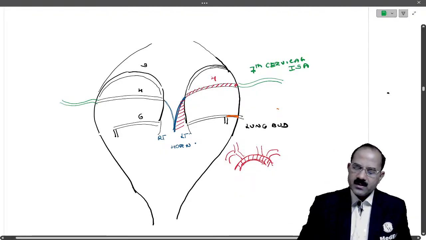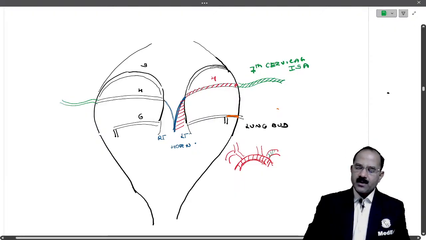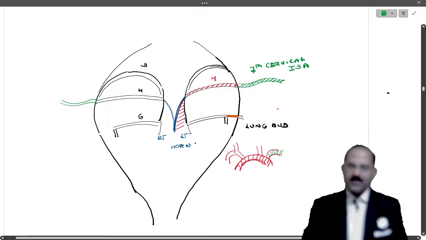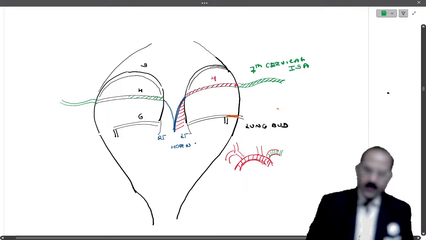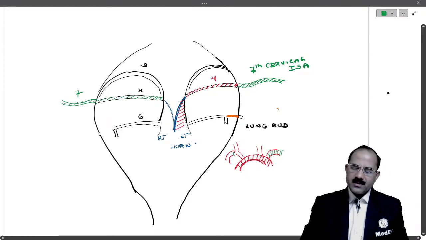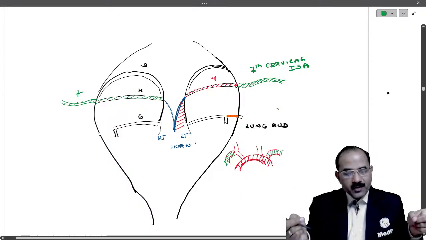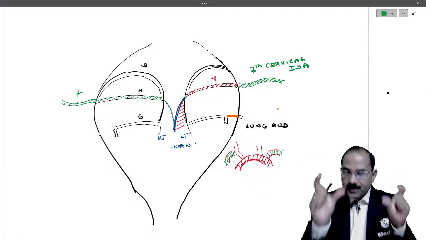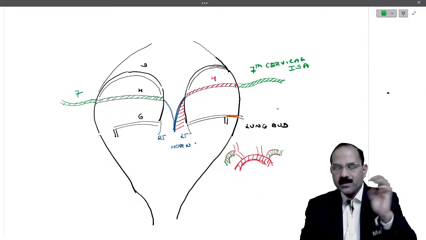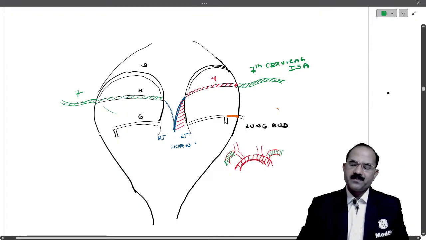So, children, now what is the left seventh cervical intersegmental artery going to form? The left seventh cervical intersegmental artery is going to form the left subclavian artery. The right fourth arch artery and the right seventh cervical intersegmental artery together form the right subclavian artery. Understanding? The subclavian artery is different on both sides. On the left side, the subclavian artery is derived only from the seventh cervical intersegmental artery. On the right side, it is derived from the fourth arch artery and the seventh cervical intersegmental artery.